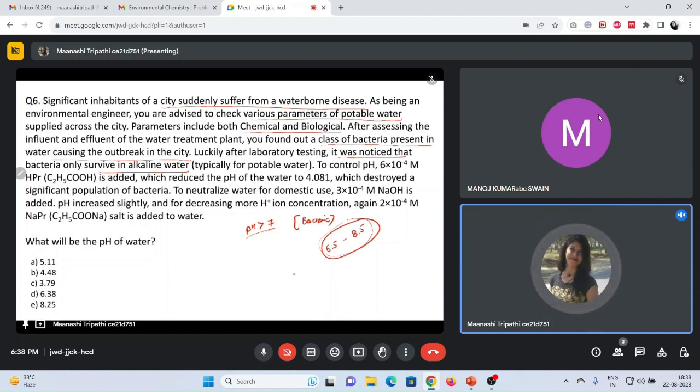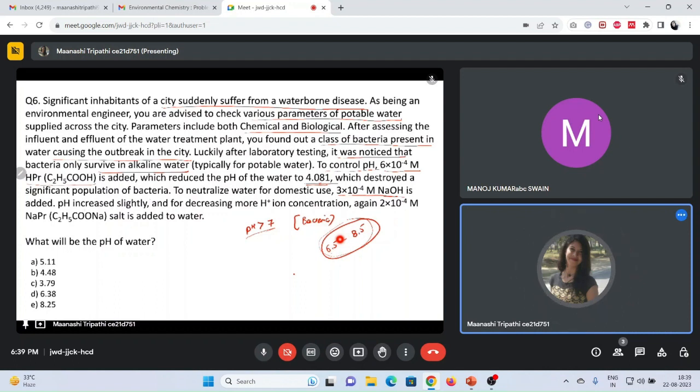Then we will add NaOH to bring the water into this range so that we can consume it. So what happened? To control pH, 6 into 10 raised to power minus 4 HPr, C2H5COOH, is added. It reduced the pH to 4.081. But this cannot be drunk, right? It is below 6.5. So it destroyed the population of bacteria. But we also neutralized it by using 3 into 10 raised to power minus 4 molar NaOH so that it can come under the drinkable range.